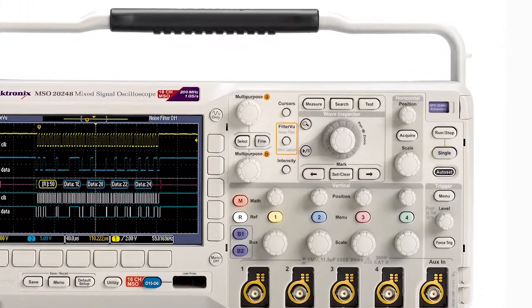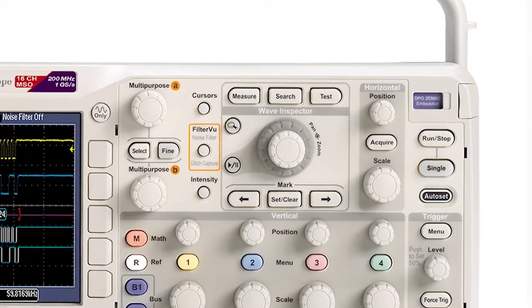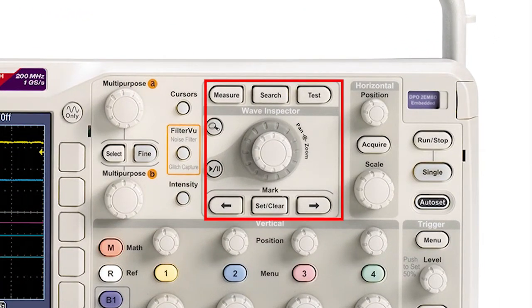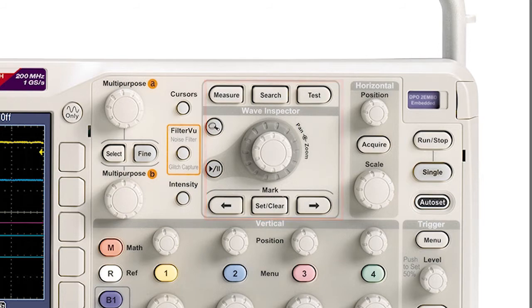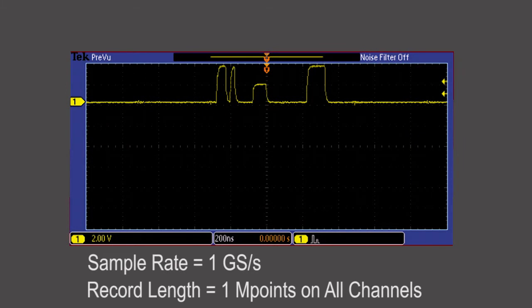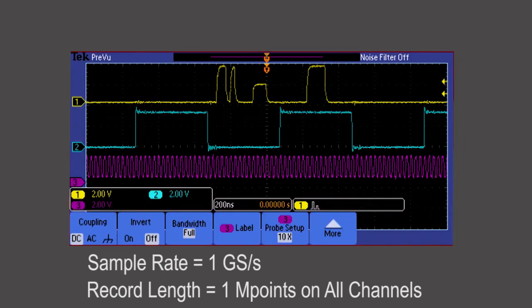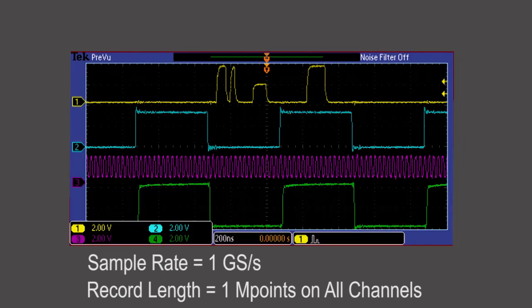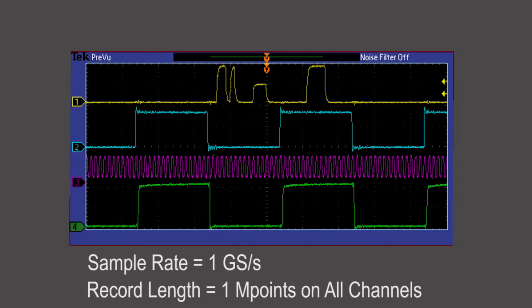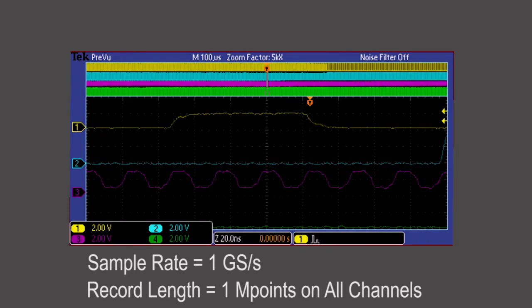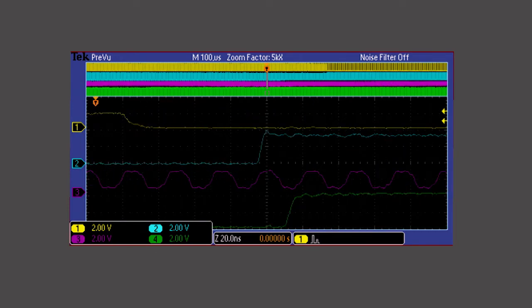To help navigate all that data, the unique wave inspector provides dedicated zoom and pan knobs to quickly move through your record. Best-in-class digitizers and dedicated memory on each input channel ensure maximum acquisition accuracy, whether using a single channel or all four. The sample rate and record length don't change.